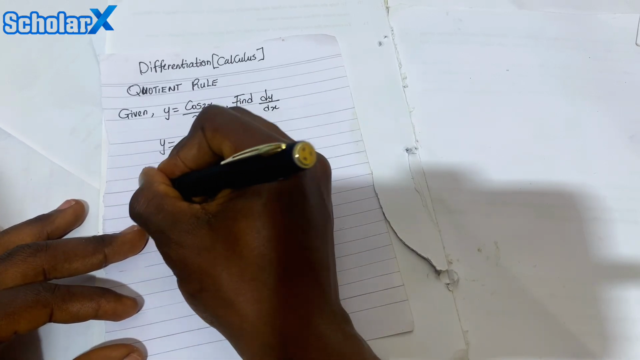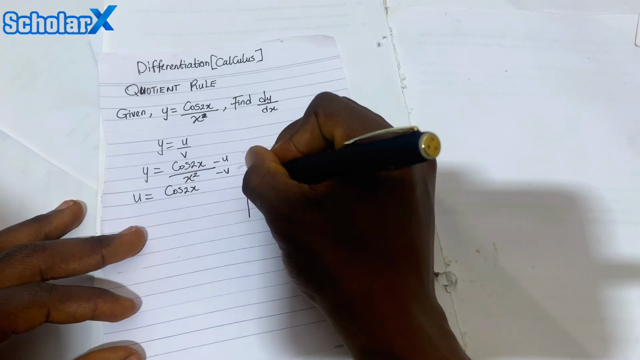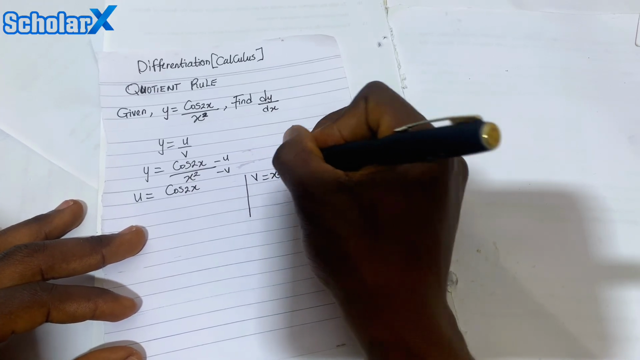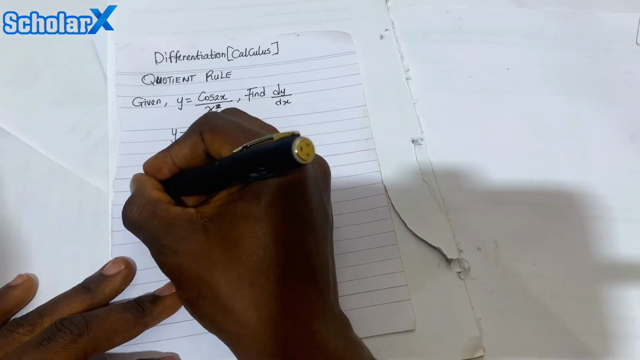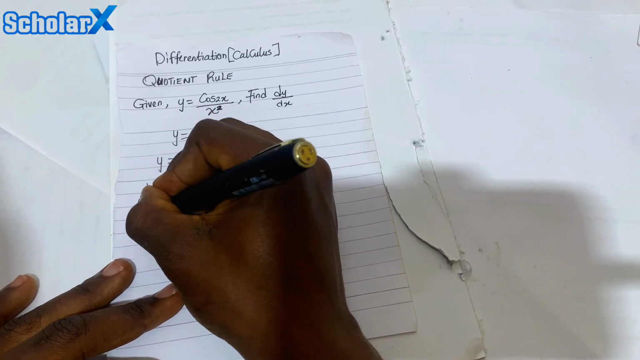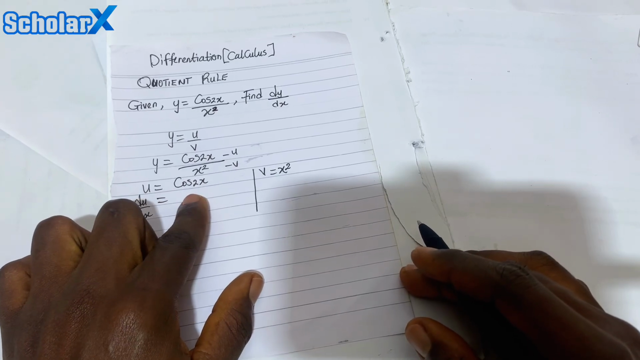So our u is equal to what? Cos 2x. And our v is equal to what? X squared. All right. So we're going to differentiate this side and differentiate this side. So we're going to find our du dx. So that's going to be equal to, now you want to differentiate cos 2x.